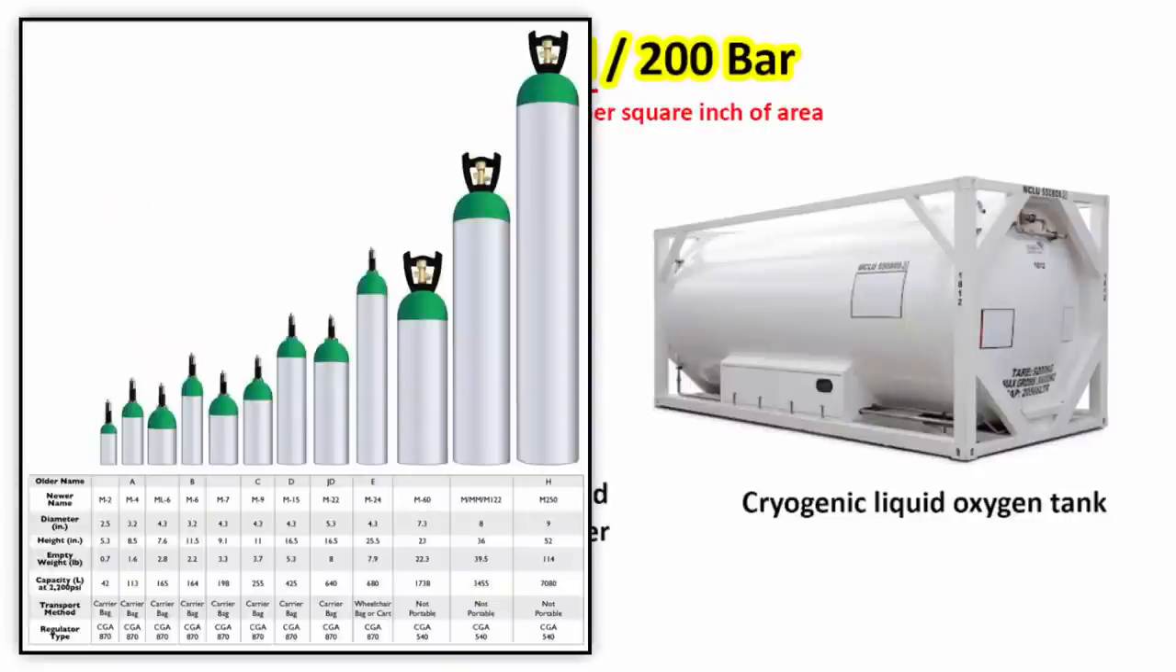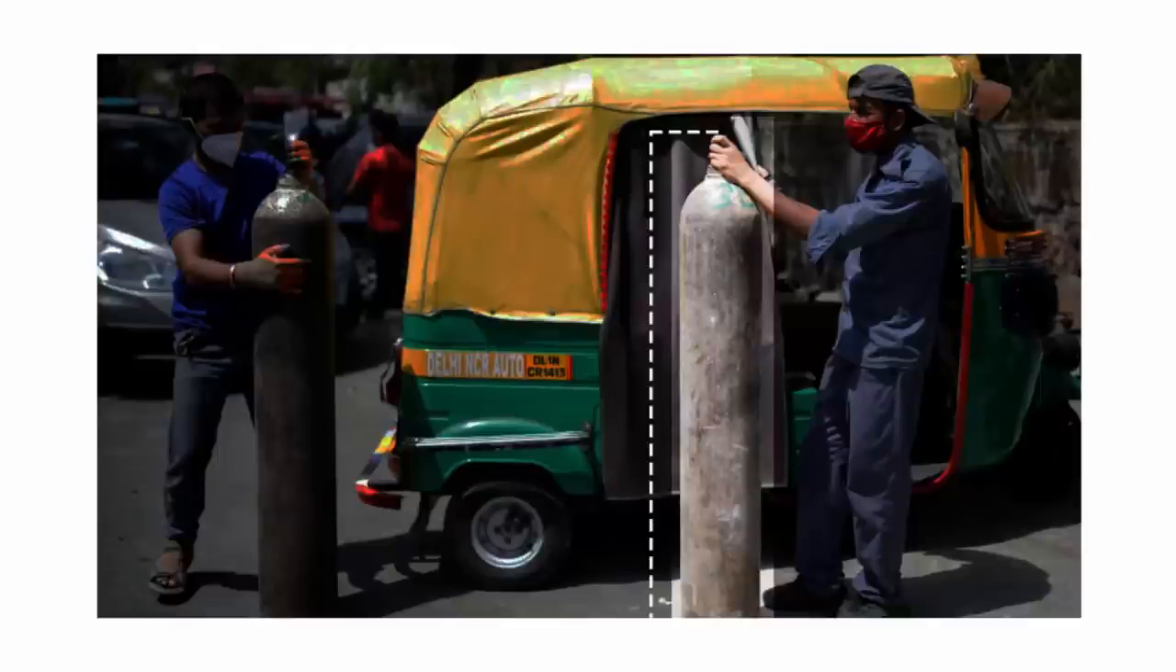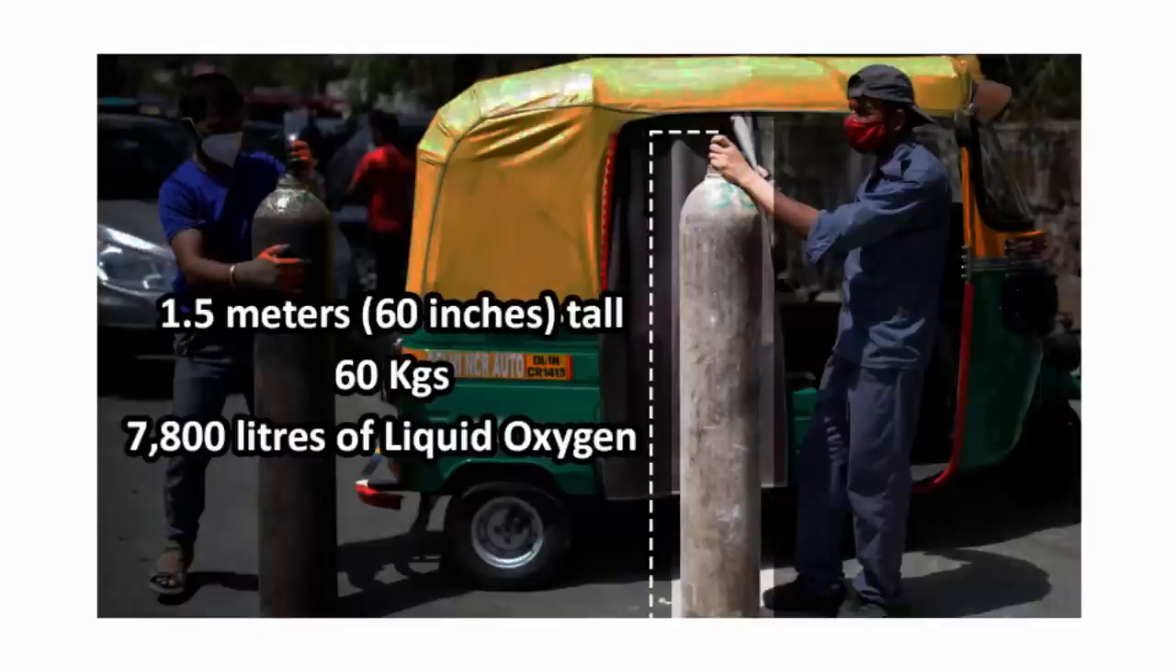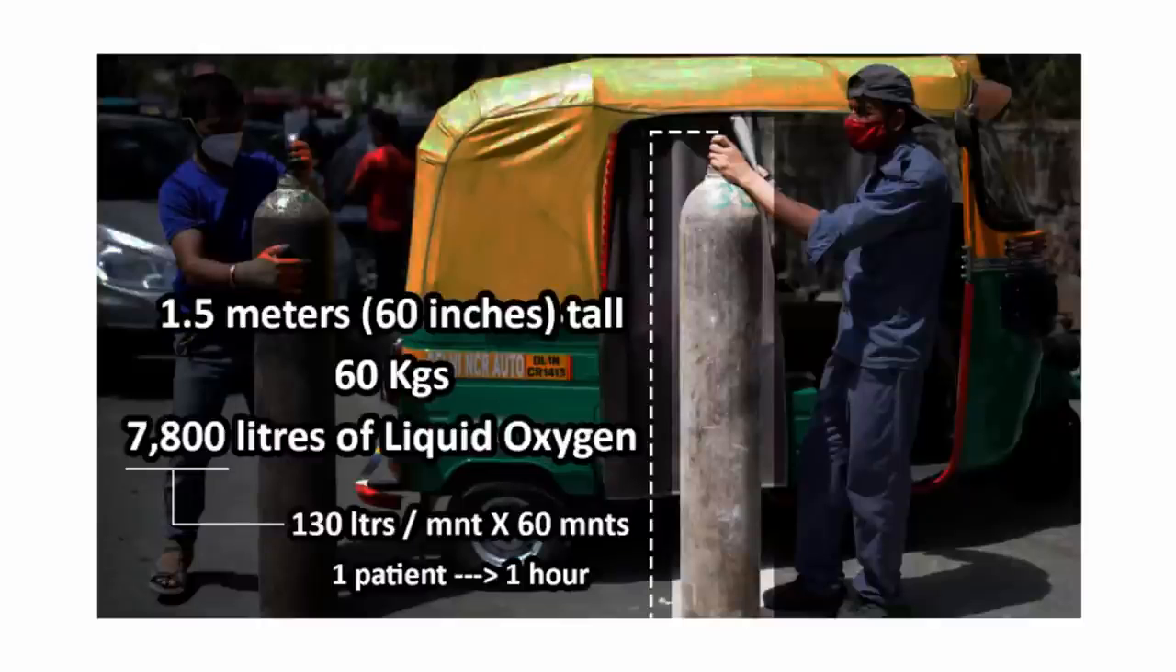Oxygen cylinders come in different sizes and can be pretty heavy. The largest size is around 1.5 meters tall and contains over 7,800 liters of liquid oxygen. Today, a patient in a hospital can require up to 130 liters of oxygen per minute. That means a large cylinder would last about an hour.